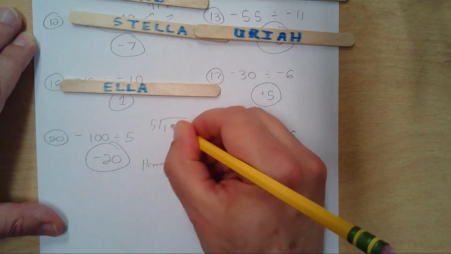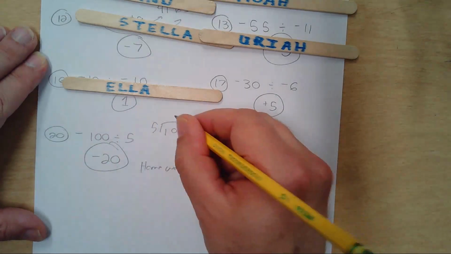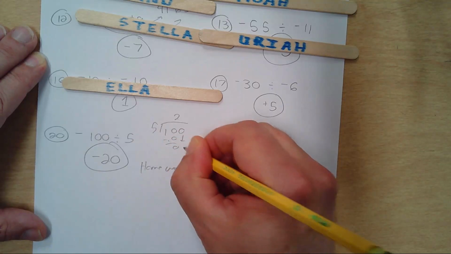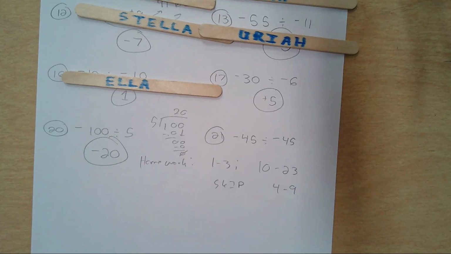And if you didn't know that, you can always convert things to a division bar here. 2, 10, 0, 0, 0, 0, and 0. That works too.